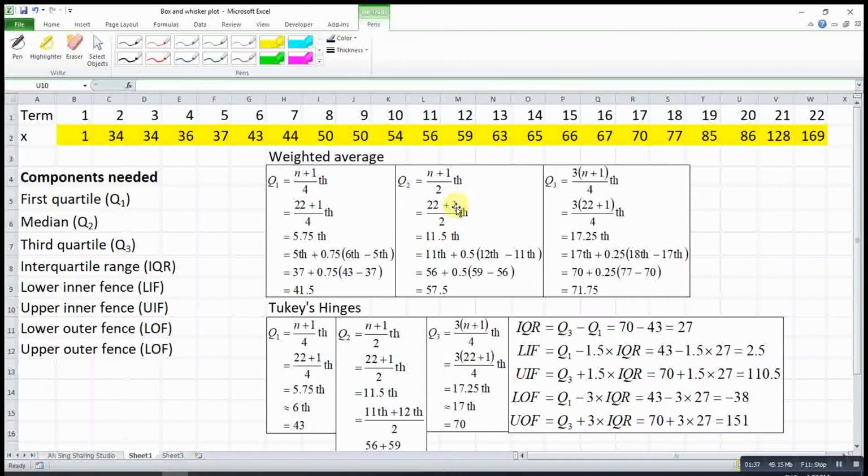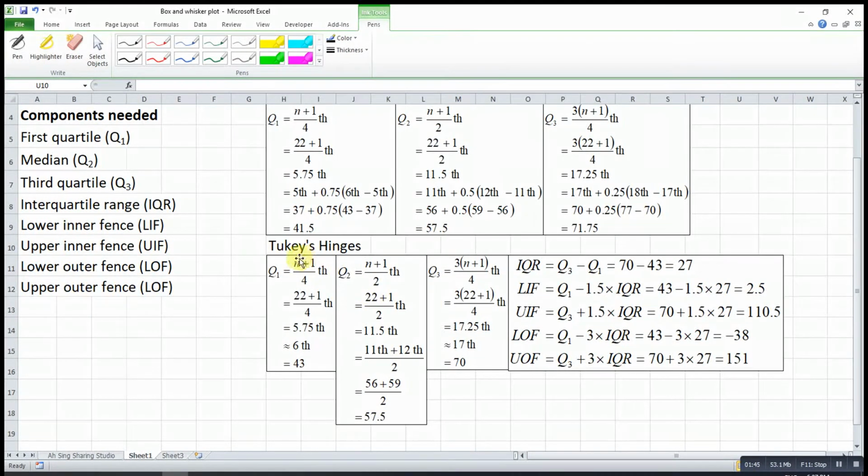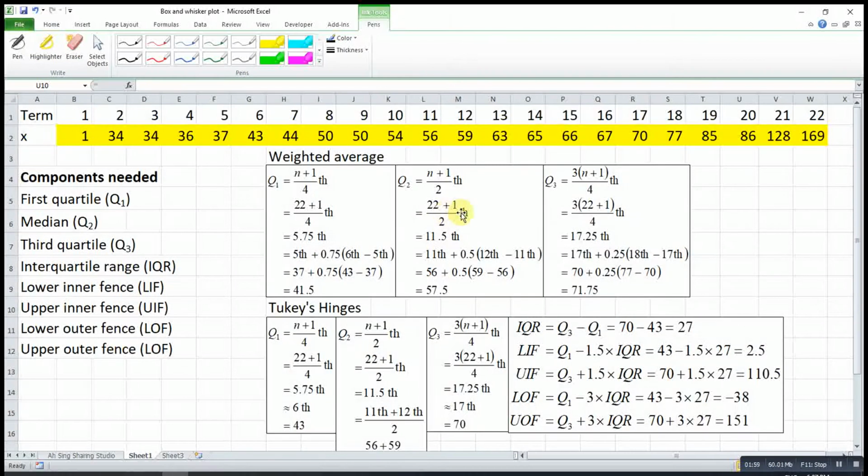Then for Q2, 11.5, using the weighted average, we get 57.5. For the two key hinges approach, since it's 0.5, what we need to do here is take the average of the nearest two terms, the 11th and the 12th term, then we take the average. So we should get the same.